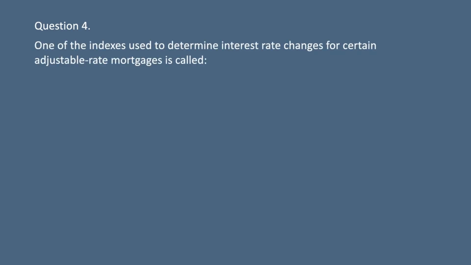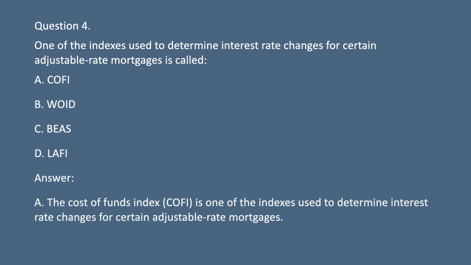Question 4. One of the indexes used to determine interest rate changes for certain adjustable rate mortgages is called A. COFI. B. C. BAYAS. D. LAFI. Answer A. The Cost of Funds Index, COFI, is one of the indexes used to determine interest rate changes for certain adjustable rate mortgages.